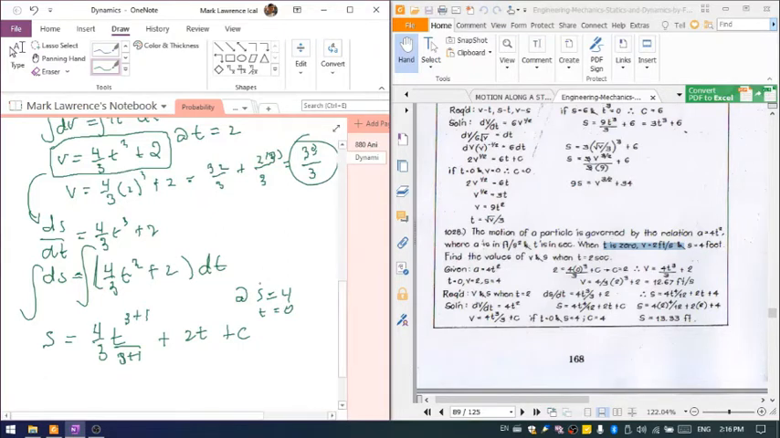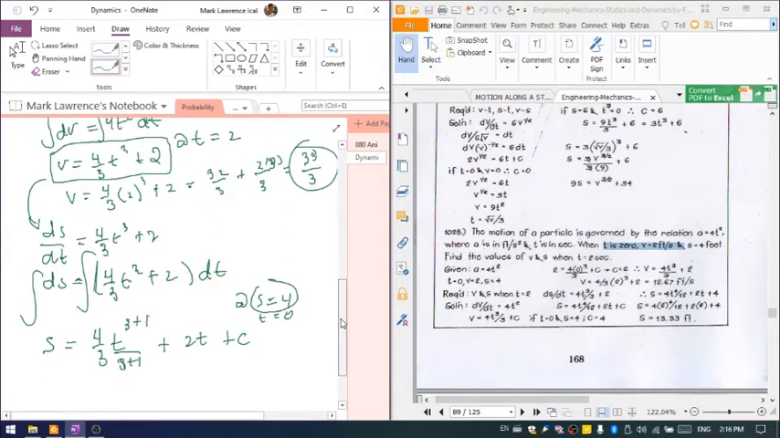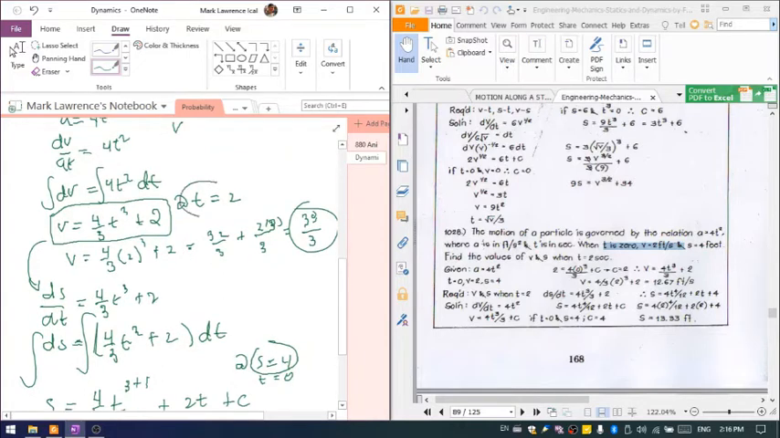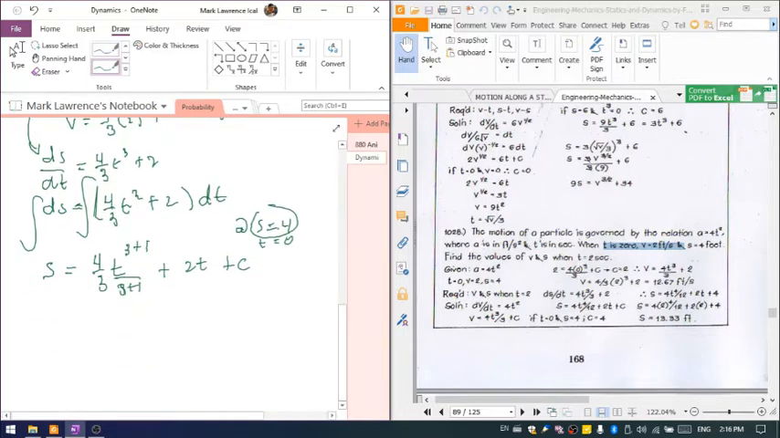Kanina kasi meron tayong hindi nagamit, yung s. Yung nagamitan dito is t and then yung v. Dito, s. So since alam na natin ang value ng c na yan ay 4, again, we substitute at t is equal to 2. So simplify ko lang ito. This is 4, and this is 4, so cancel. So we arrive at 1/3.